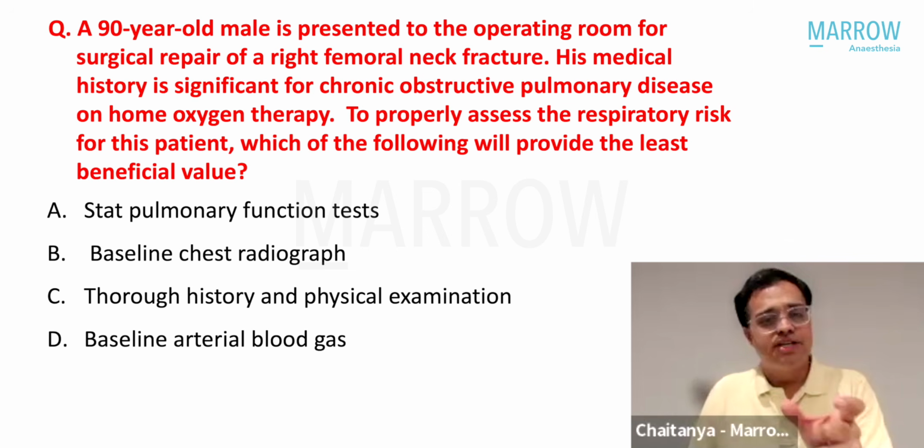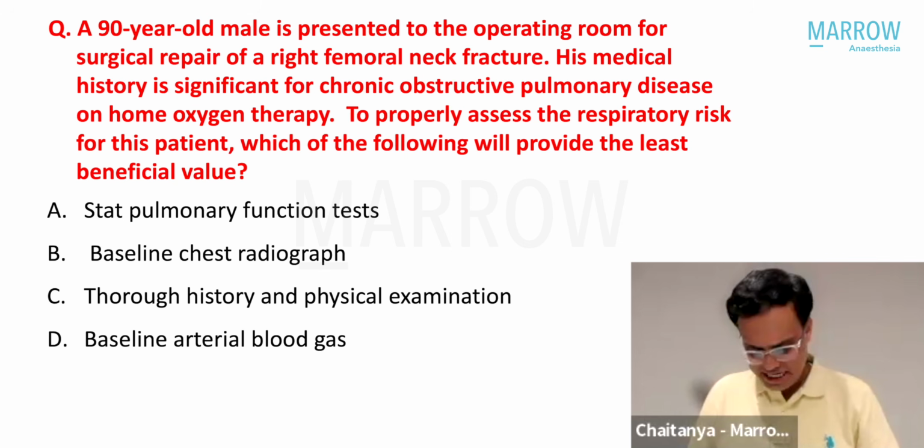Yes, I wanted to stress here because Miller 10th edition has got something different compared to 9th edition. That's one of the reasons. Everyone is saying B, baseline chest radiograph. Okay. The answer will be stat pulmonary function test. Okay, option A will be the right option, right?